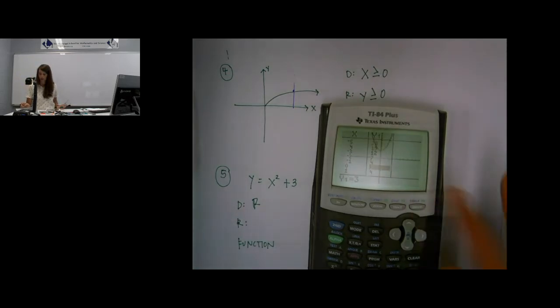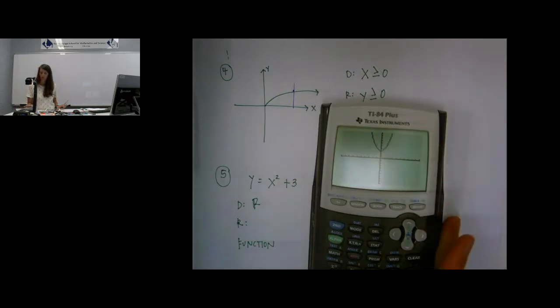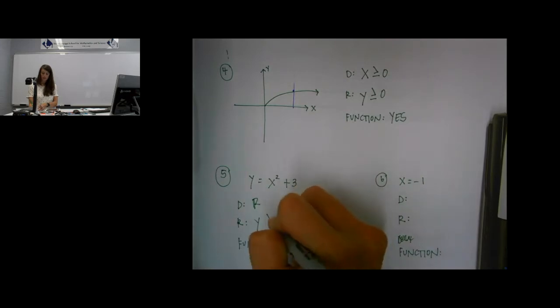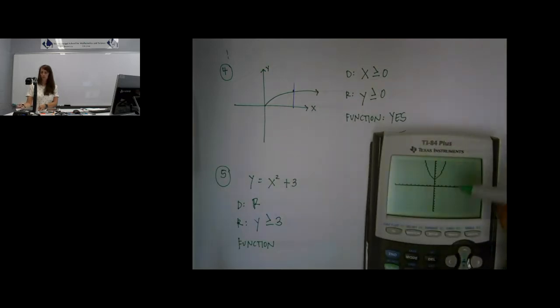So let's go back to the graph. That value right there is going to be 3, y equals 3. So it's everything greater than 3. So my y's have to be greater than or equal to 3. And yes, if I drew a straight line through here, this one would be a function. So yes.